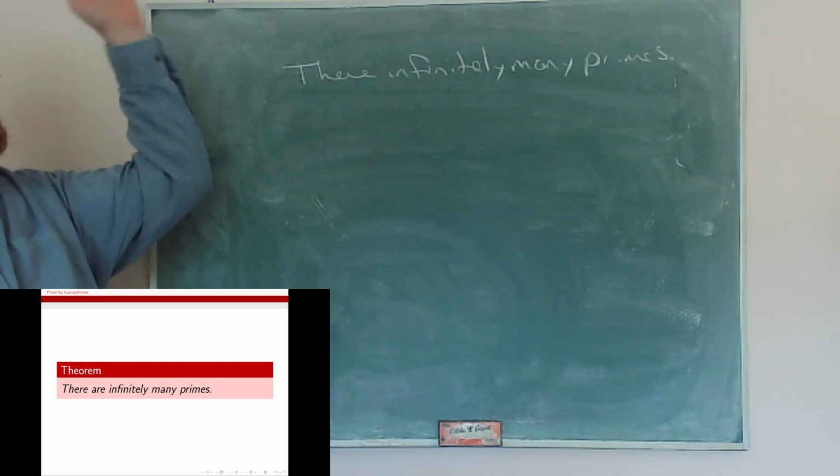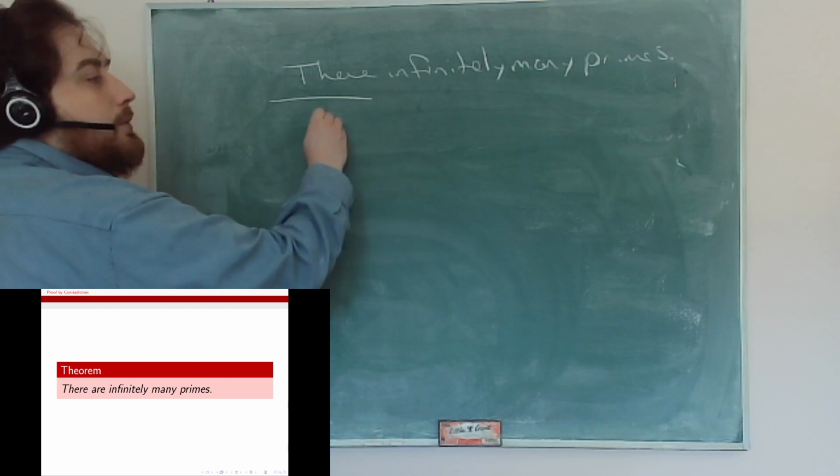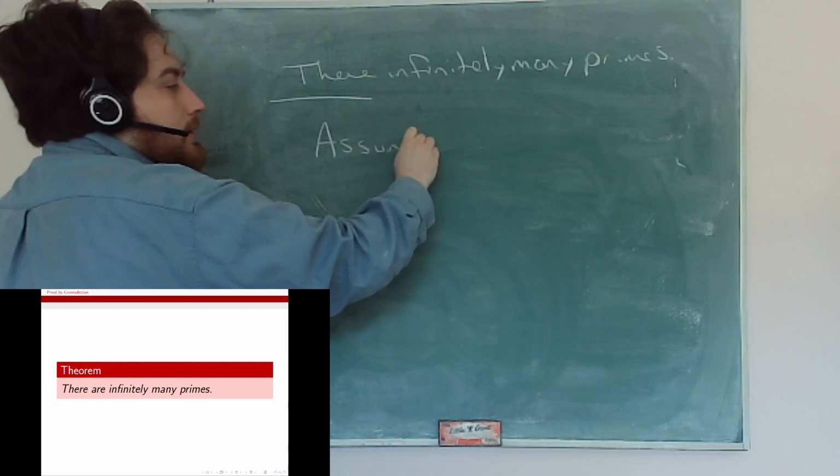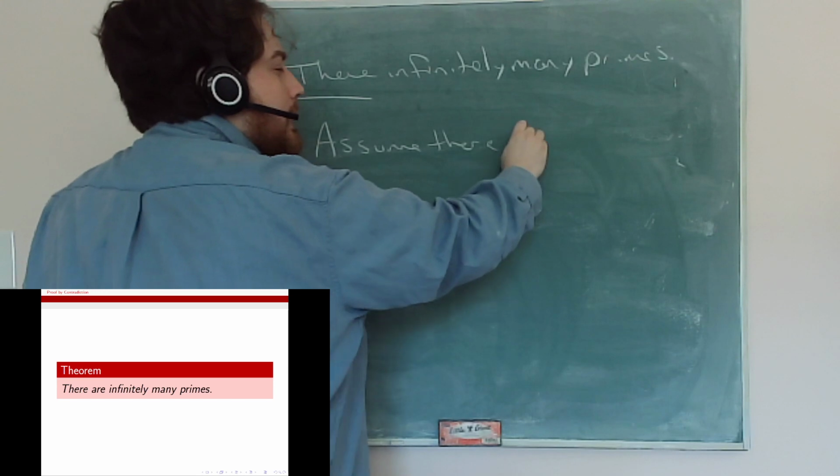All right, where were we? We're trying to show that there are infinitely many primes. So if we want to do this by proof by contradiction, we're going to assume that there are finitely many primes.